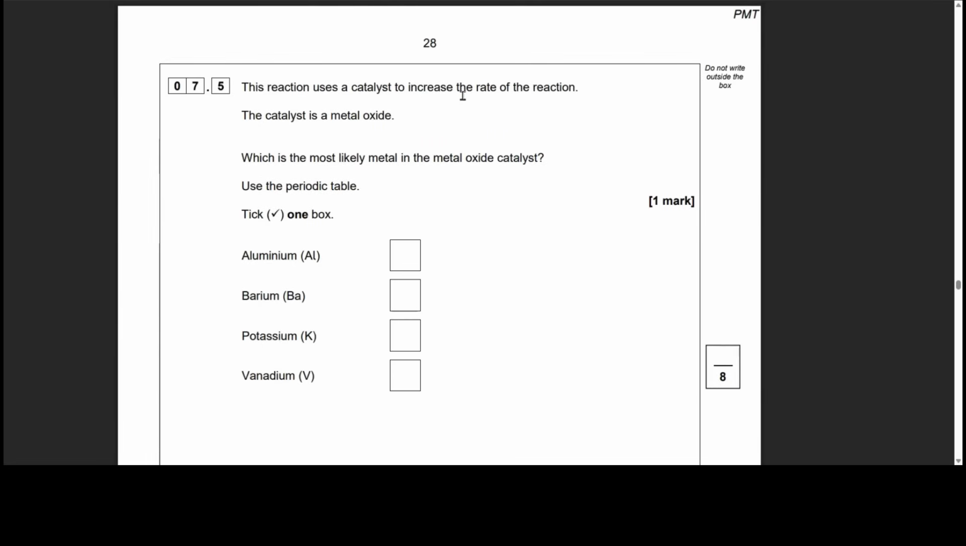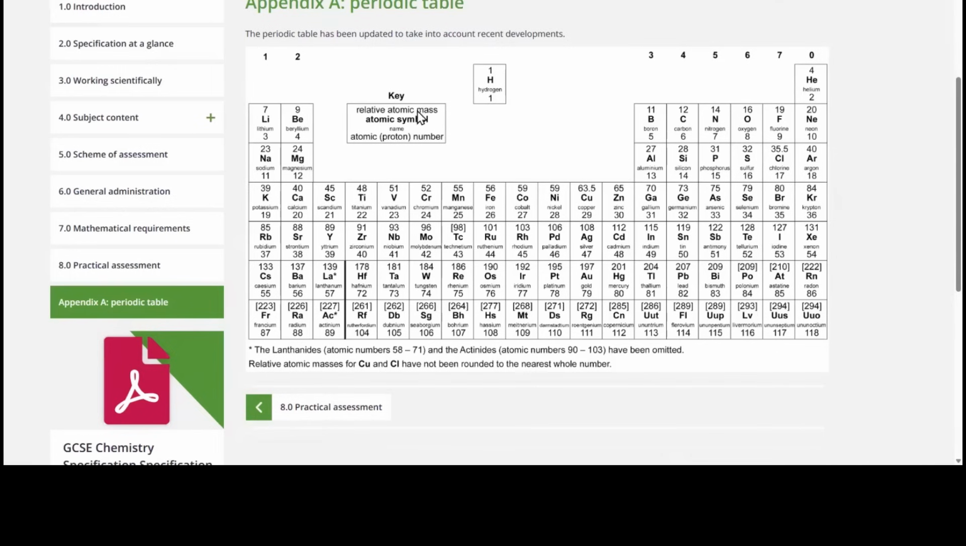The reaction uses a catalyst to increase the rate of reaction. The catalyst is a metal oxide. Which is the most likely metal in the metal oxide catalyst? Aluminium, barium, potassium, vanadium. So what we have to do is zing over to our periodic table, folks. Hopefully you can see this. And this is our AQA periodic table.